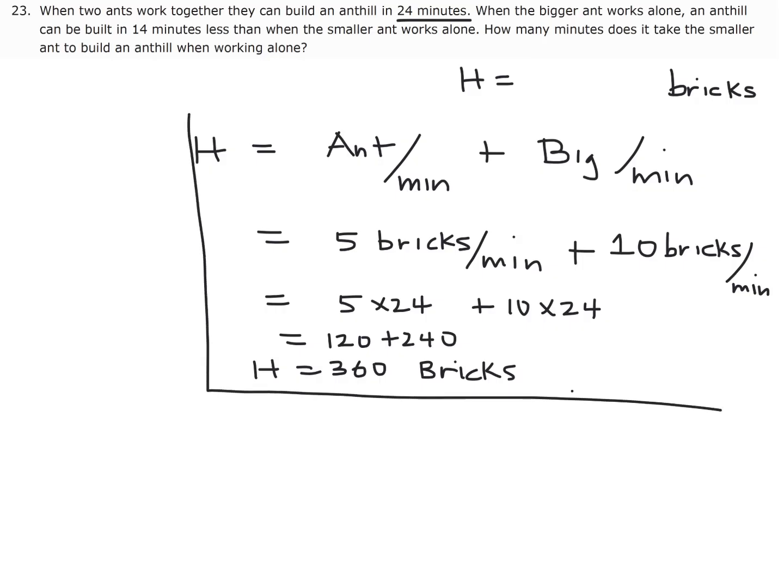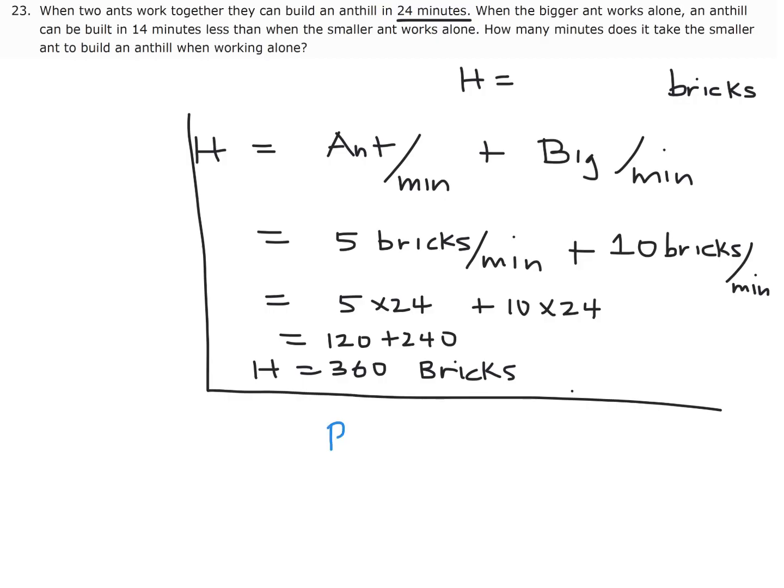So now I'll keep that on the screen and do it again, but with letters. So hopefully now you understand how it's done. The letters won't throw you off. Okay, so here we go. Then what we have to do is look at the next sentence, that the bigger ant works alone. When the bigger ant is working alone, the time is 14 minutes less.